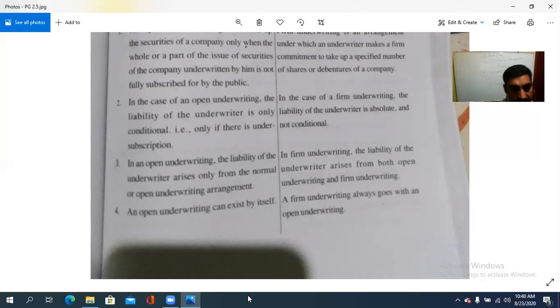The liability of the underwriter arises from both the open underwriting and the firm underwriting.